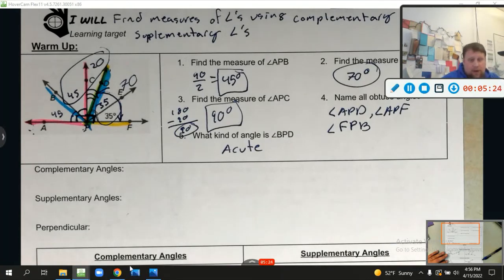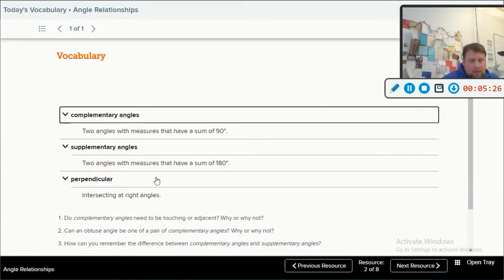All right, let's go to the vocab. We got complementary angles, which is two angles with measures that have a sum of 90 degrees. So complementary add to 90 degrees. Supplementary, same thing, except they add to 180 degrees. And perpendicular means they intersect at right angles. In other words, they intersect at exactly 90 degrees. One way to help you with complementary and supplementary: C comes before S, 90 numerically comes before 180, so complementary goes with 90, supplementary goes with 180 degrees. Awesome. Pause this if you need to.